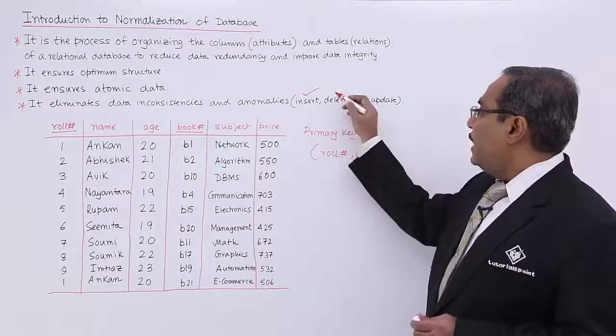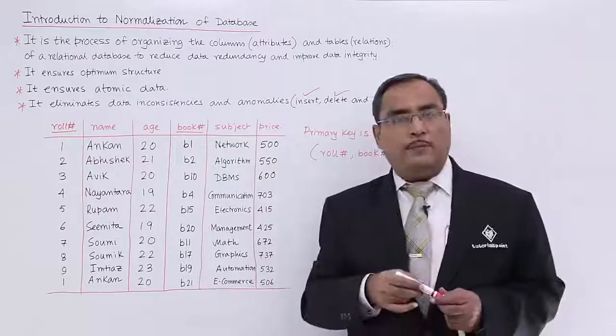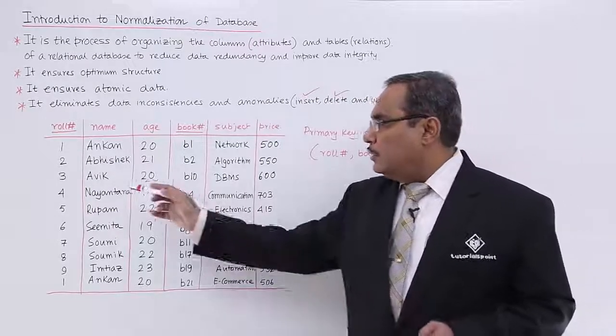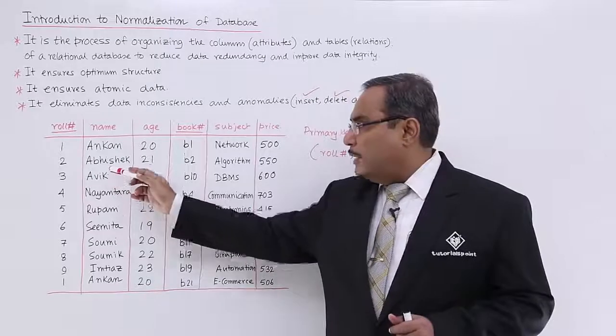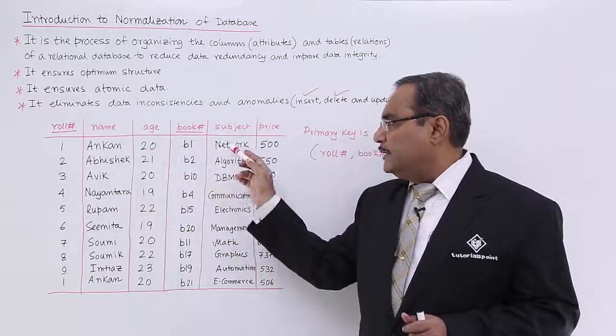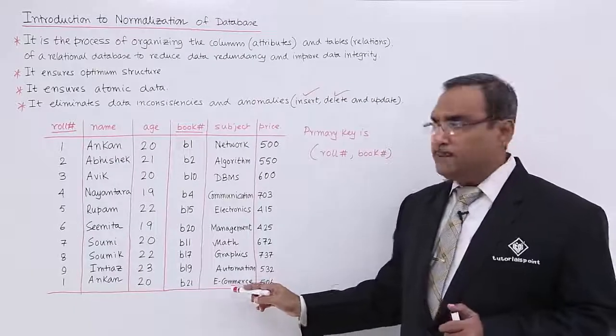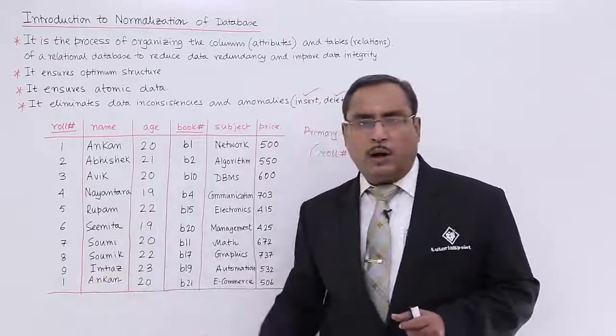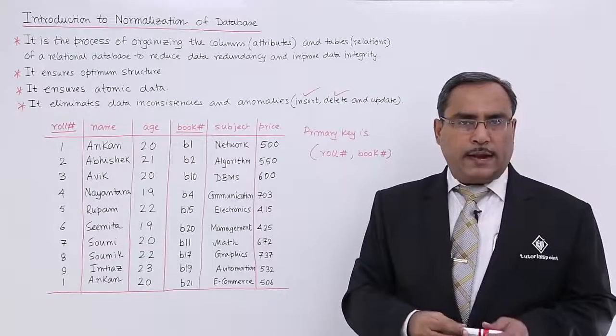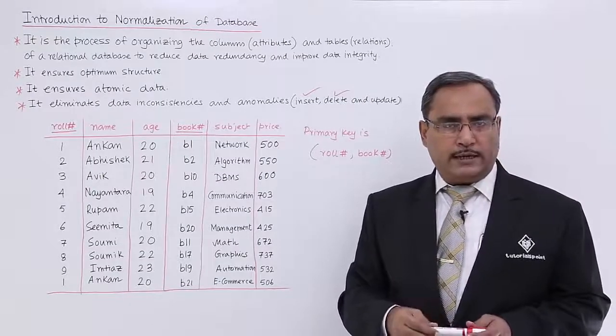So let us go for the update anomaly. Okay, Ankan has taken 2 books from the library. One is the network book, and Ankan has taken another book, the book on e-commerce. So roll number 1 has taken more than 1 book, and that is quite possible in the library. A student can take more than 1 book at a time.